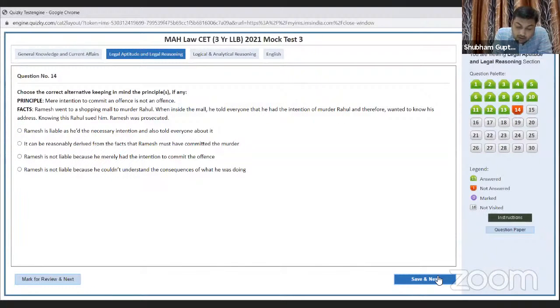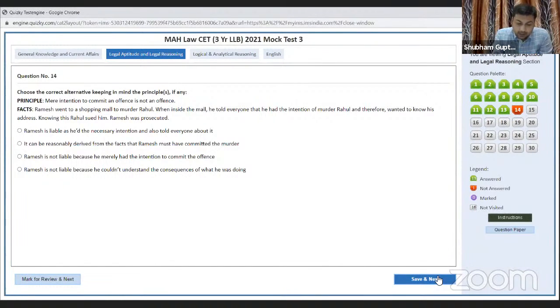Mere intention to commit an offense is not an offense. So thinking about an offense or intention about an offense is not an offense. So if I am thinking about killing someone, it is not a crime. Or if I am thinking about stealing something, it is not a crime until I have stolen. So again, if I talk about the previous one, I have moved the property, I have to do something.